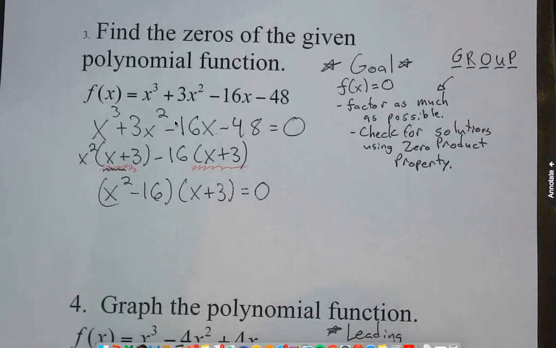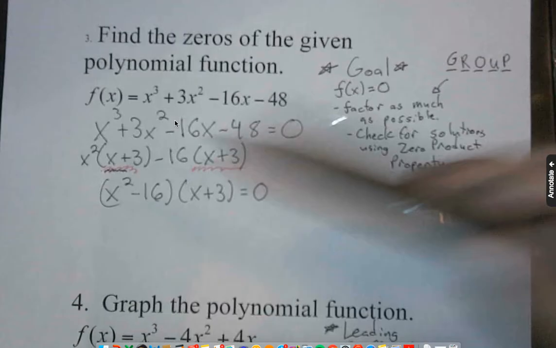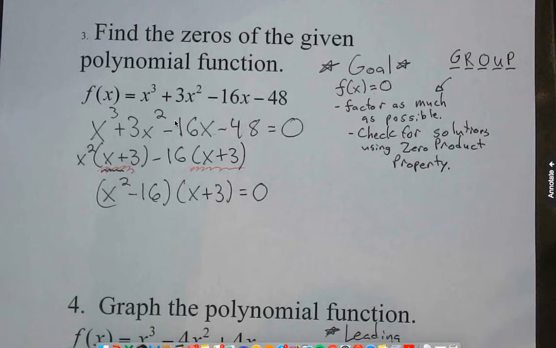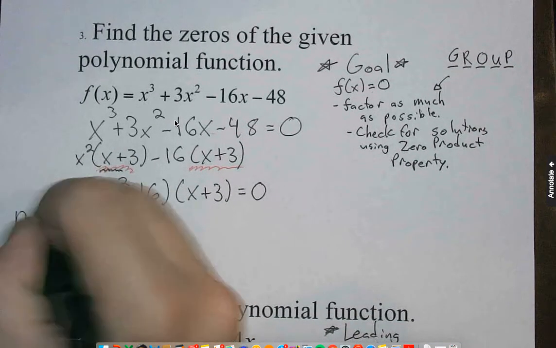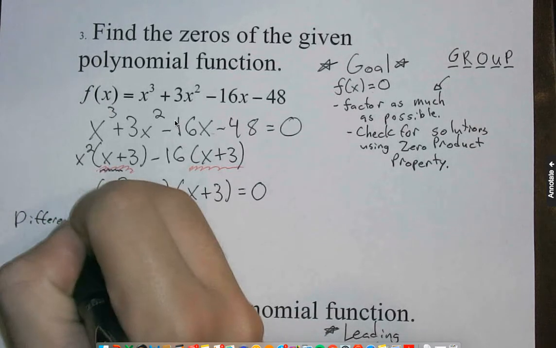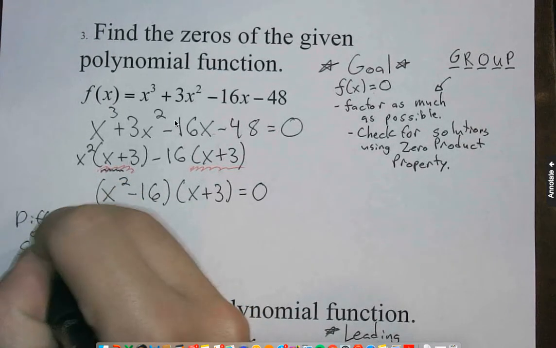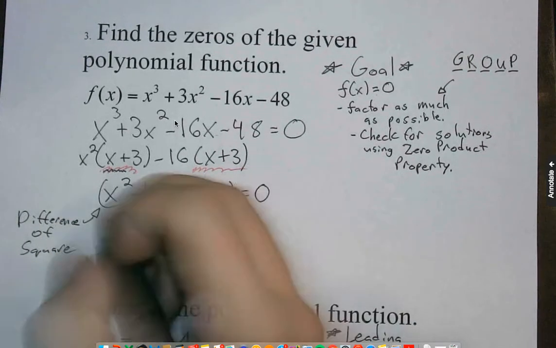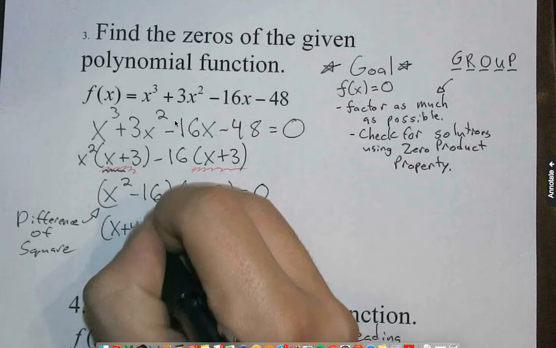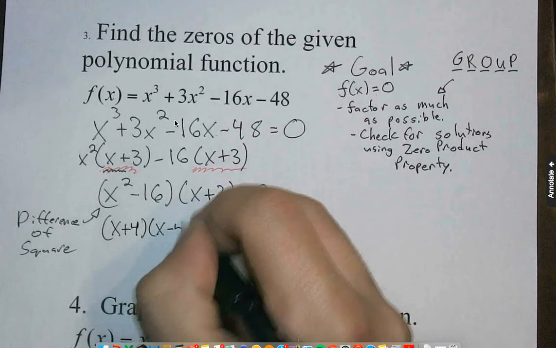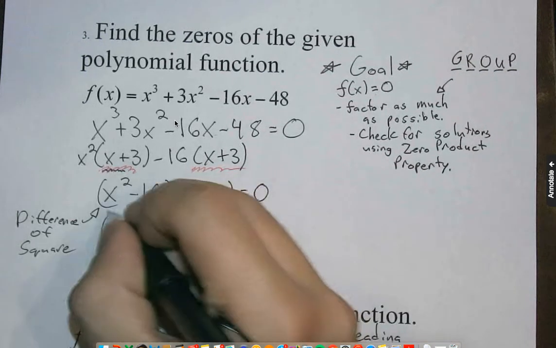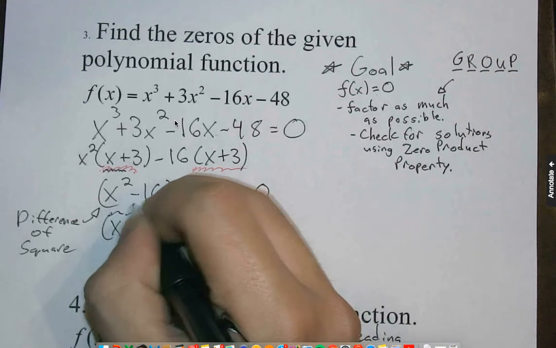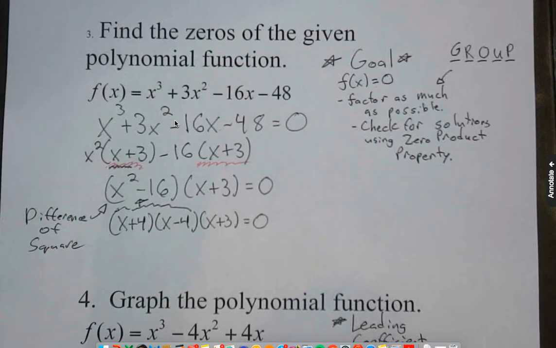Can you factor any further? X plus 3 is pretty broken down, but what about x squared minus 16? This should be pretty easy difference of squares to spot. So square root of 16 is going to be 4. We can rewrite this as x plus 4, x minus 4, where this has x plus 3 still hanging out. We got these 2 again because this top part here could be factored further.